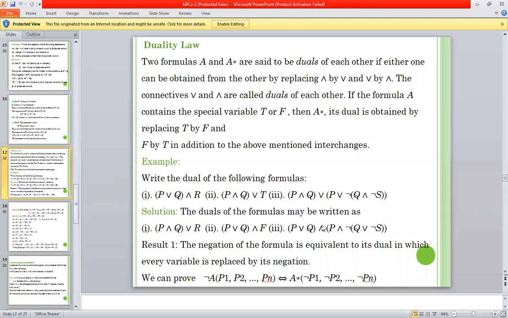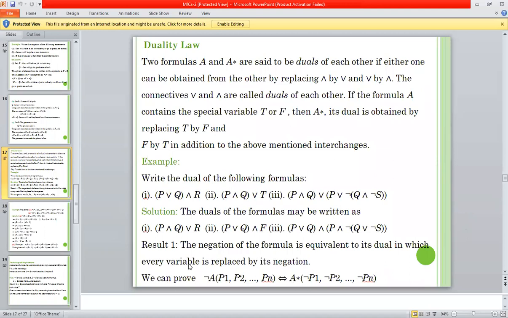So here we are observing that in place of and, we are replacing or, and in place of or, we are replacing and. Okay, this is called the duality law. The negation of the formula is equivalent to its dual, in which every variable is replaced by its negation.